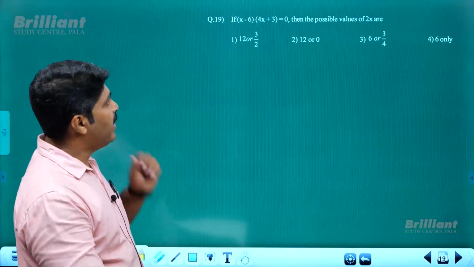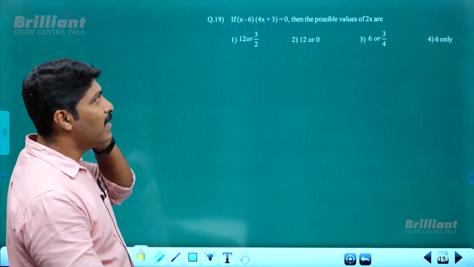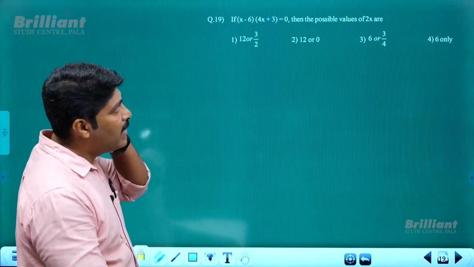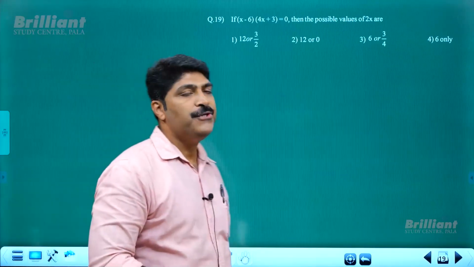The next question: x minus 6 into x plus 3 equal to 0. Then the possible values of 2x are.